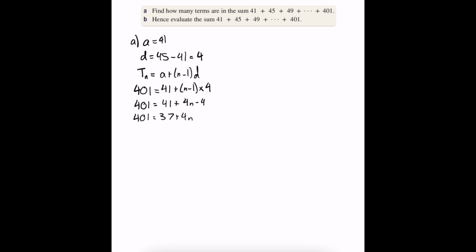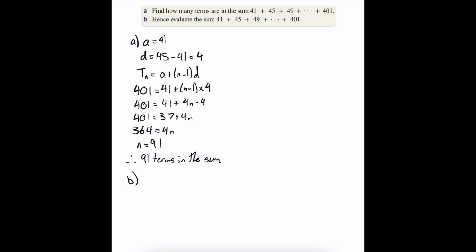401 minus 37 is equal to 364. So we have 364 equals 4n. And if we divide this by 4, we get 91. So therefore, there are 91 terms in the sum. So that's part A. Now part B says hence evaluate the sum, and it just rewrites that sum.